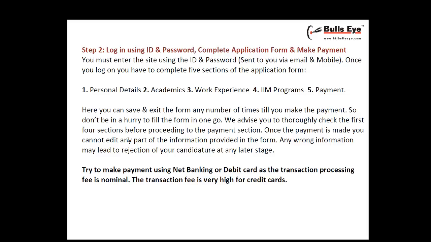The application form is divided in 5 parts. Number 1 is your personal details. Number 2 is your academic. Number 3 is work experience. Number 4 is the programs that you're applying for. And number 5 is the payment.